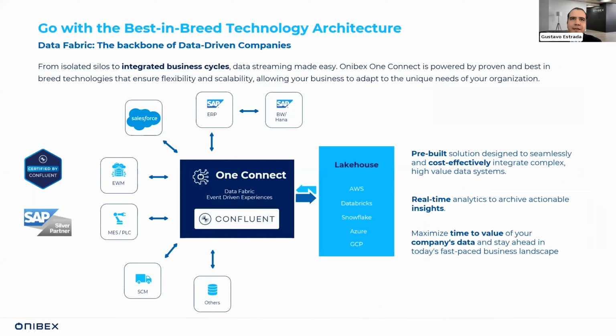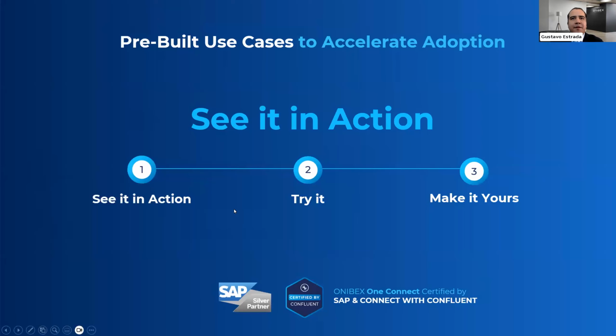So basically, again, what we're going to see here is the ERP sending data to One Connect, which is going to be sending data to Confluent. In one instance, we're going to be sending data to Salesforce. And in another instance, we're going to be sending data to Databricks on the cloud. And then from there, we're going to see it in Power BI. Okay, so it's very simple here. We already have some pre-built use cases like the mapping between SAP and Salesforce. So let's see it in action.